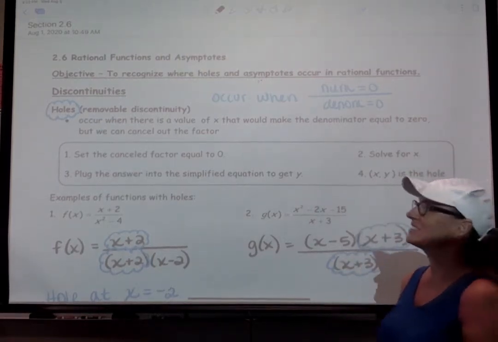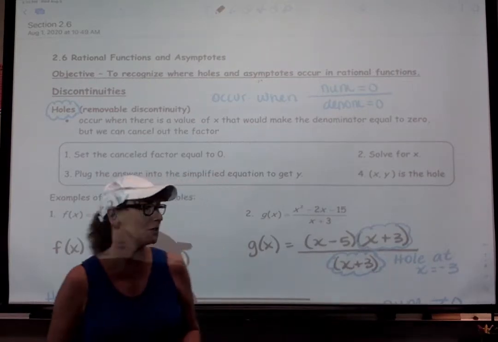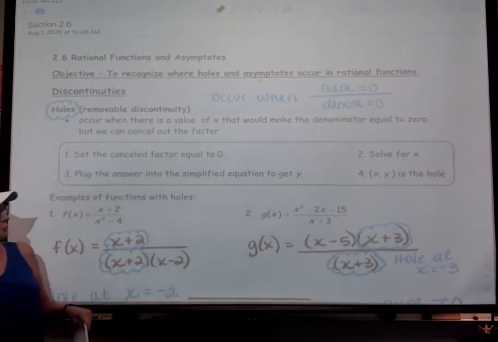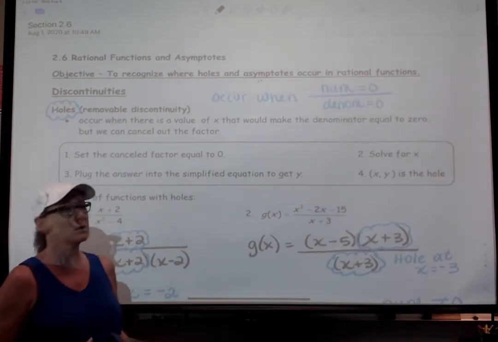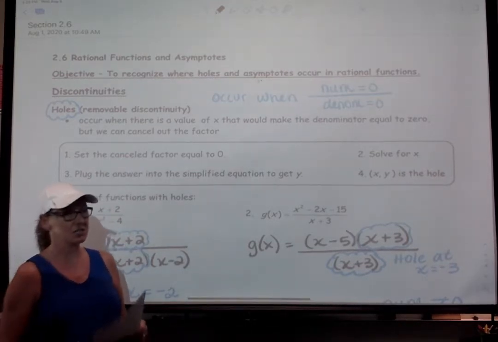Have your last section of notes pulled up for Chapter 2. So this is going to be Section 2.6. And there's quite a bit of stuff in this section. There's quite a bit of stuff that you're going to need to memorize for this section.